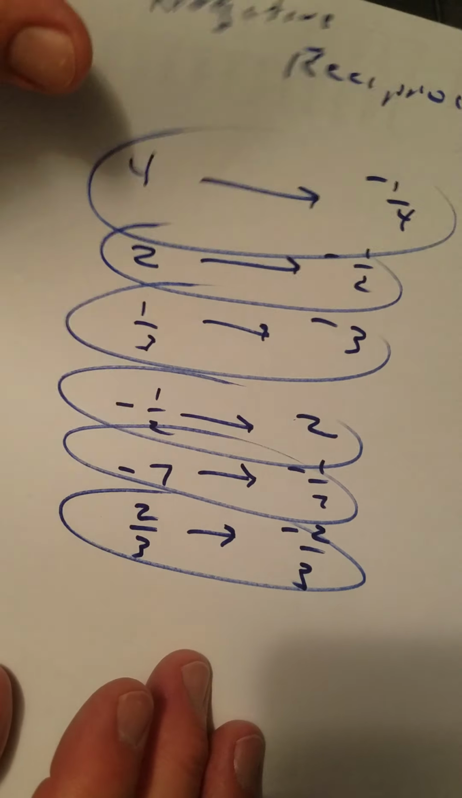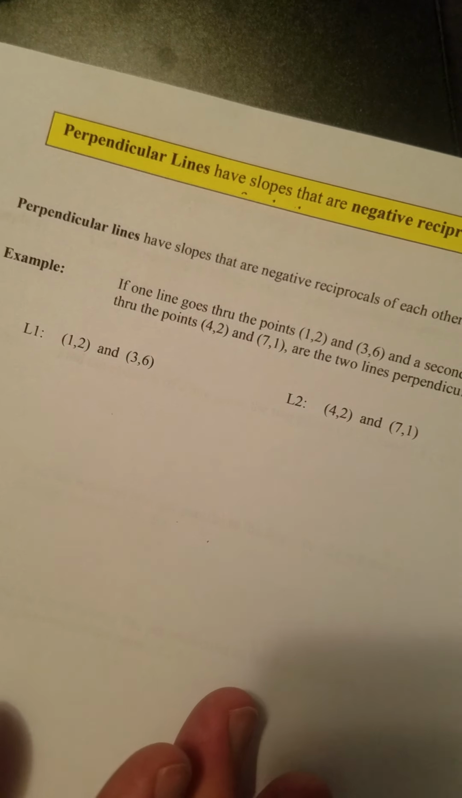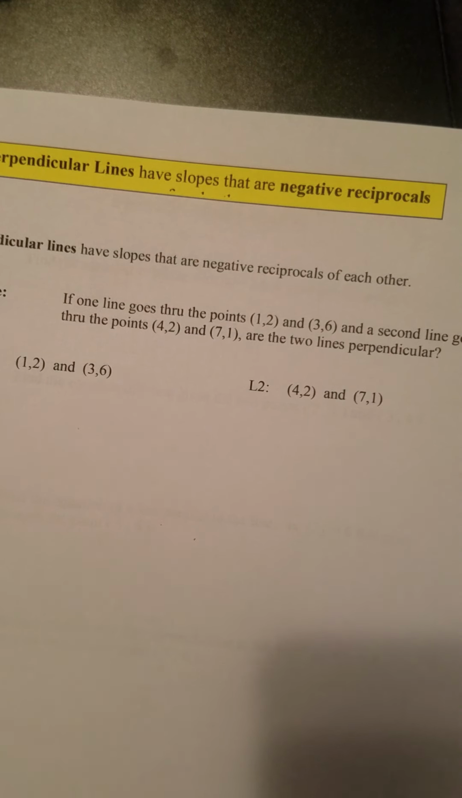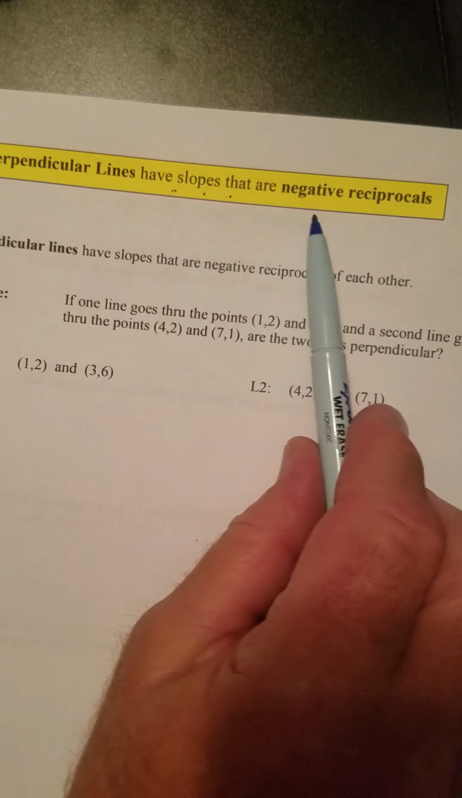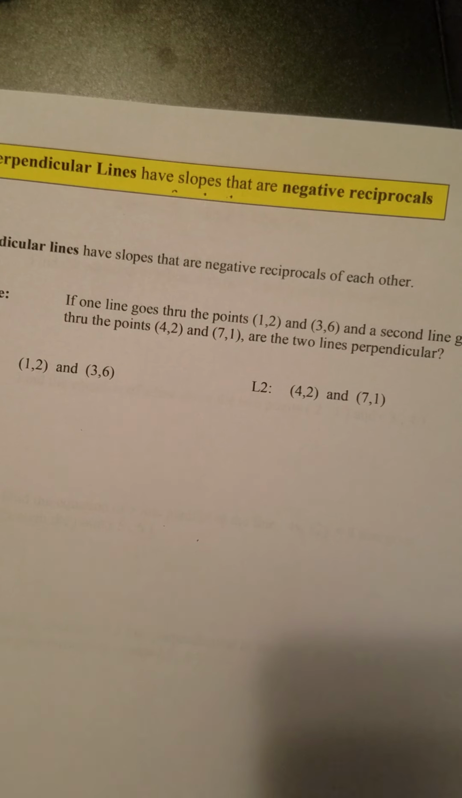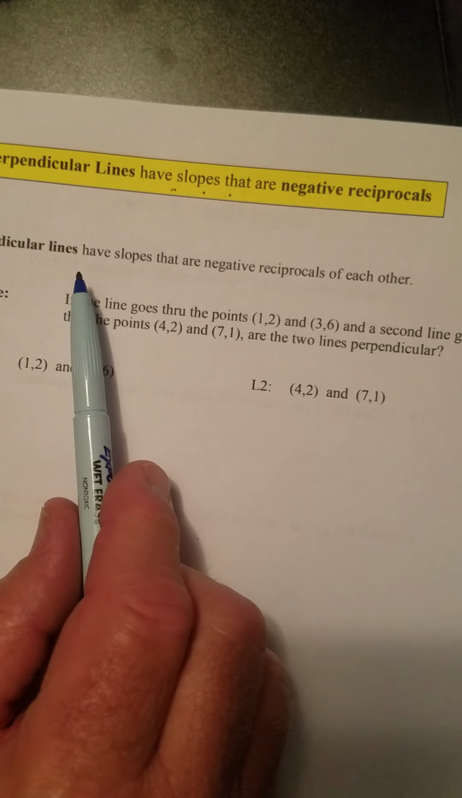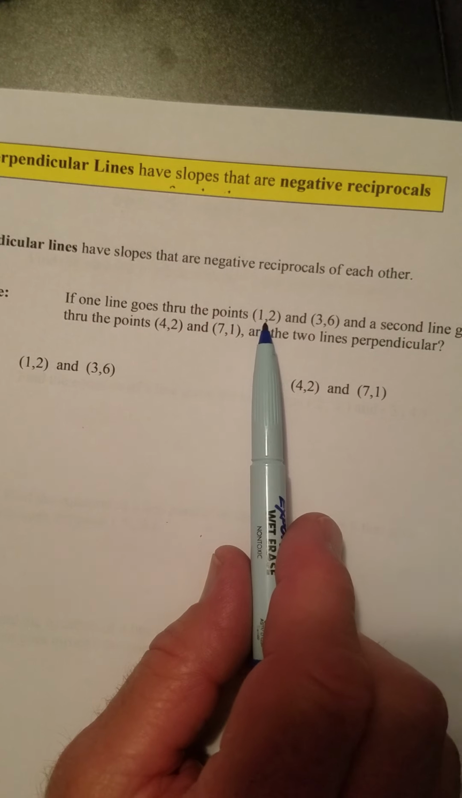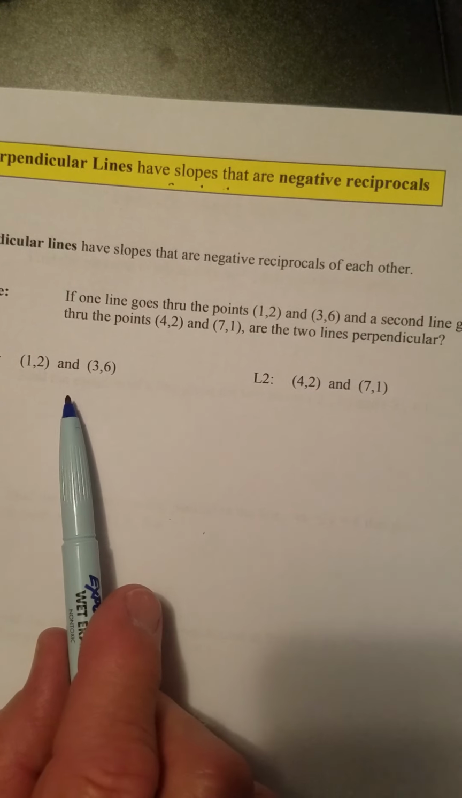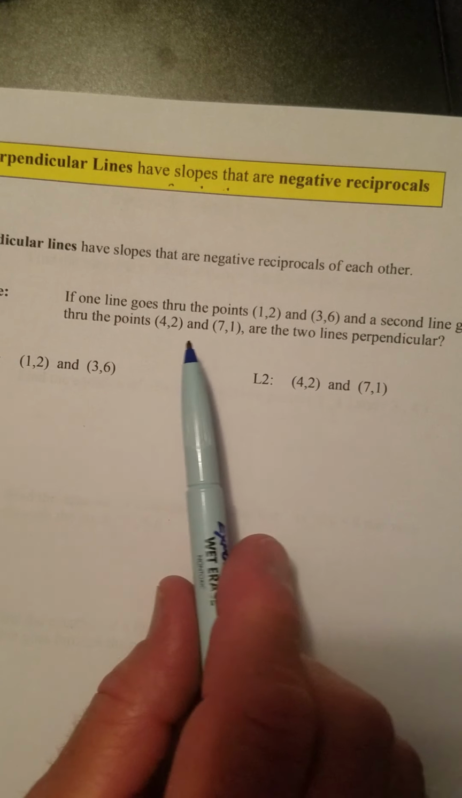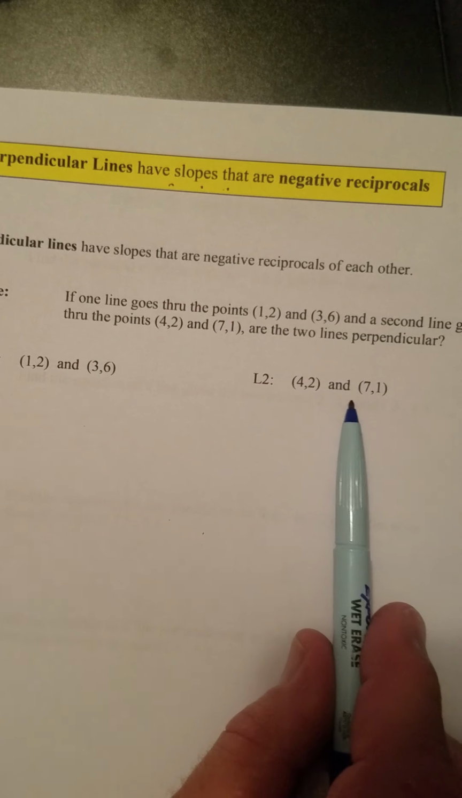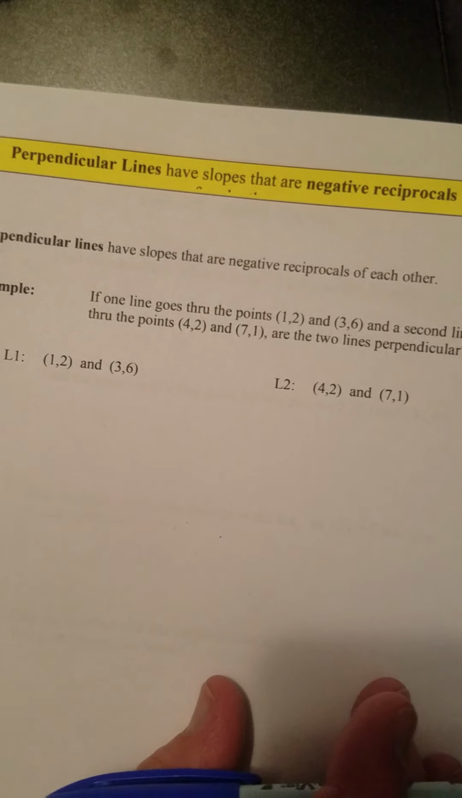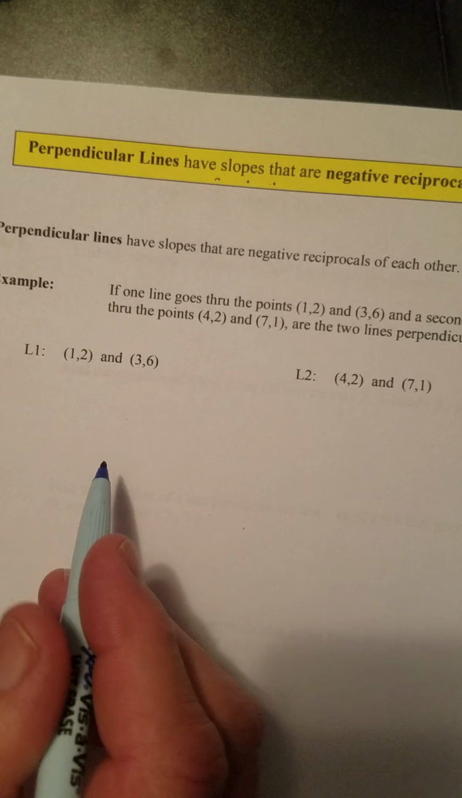Okay, now we're going to use that concept here. So going back to the perpendicular lines. Perpendicular lines have slopes that are negative reciprocals. So in this example, it says if one line goes through the points 1, 2 and 3, 6, I copied them down there, and the other line goes through the points 4, 2 and 7, 1, which I've copied here, are the lines perpendicular? So we'll do the same thing we did in the other example for parallel.